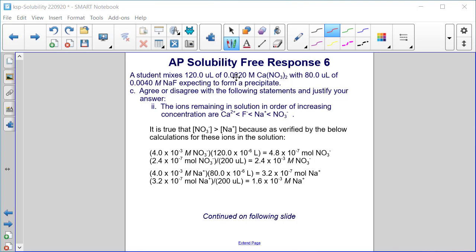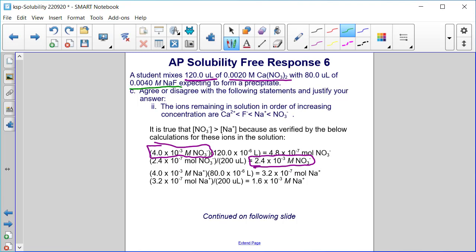So we know that we have 0.0020 molar calcium nitrate in 120 microliters. So you see here that for every 1 mole of calcium nitrate, we'd have 2 moles of nitrate. So that's why here I have 4 times 10 to the minus 3rd molar nitrate ion initially in 120 microliters, or 120 times 10 to the minus 6 liters of water. So that the moles of nitrate are 4.8 times 10 to the minus 7 moles. In the total volume of 200 microliters, or 200 times 10 to the minus 6 liters, we get 2.4 times 10 to the minus 3 molar nitrate. And then for sodium, we've seen this calculation before.